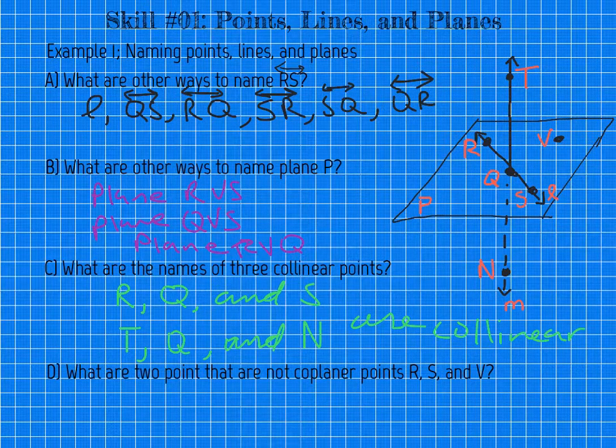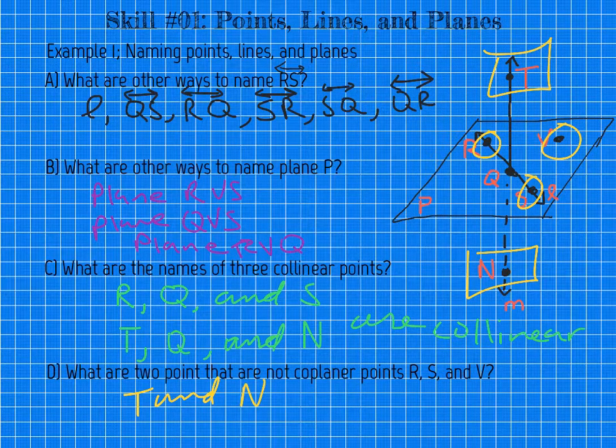All right, and finally, what are 2 points that are not coplanar with R, S, and V? So 2 points that are not on the plane R, S, V. So we have R, S, and V. So we want 2 points that are not on that plane. Well, that's obviously this one not on the plane and this one not on the plane. So T and N are not coplanar with R, S, and V.